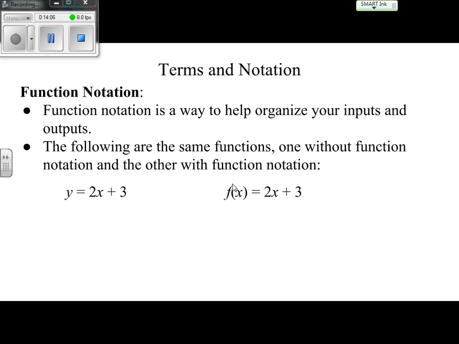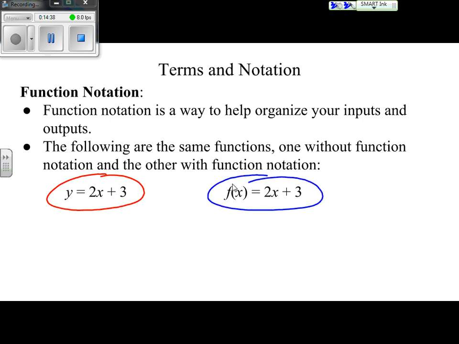Function notation. Function notation is a way to help organize your inputs and outputs. So likely you've seen function notation before in a previous class, f of x, g of x, h of x, anything along those lines. We even use function notation when we were doing our sequences, sort of like s sub 7 is sort of like a function notation as well. So the following are the same functions. One is without function notation here on the left, and then one is with function notation here on the right.